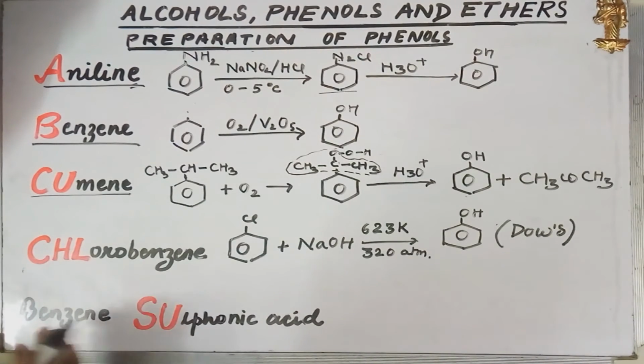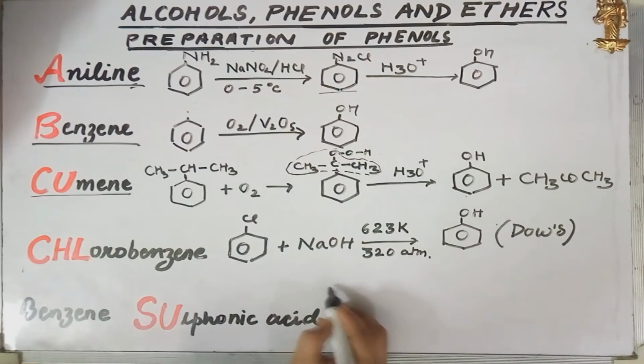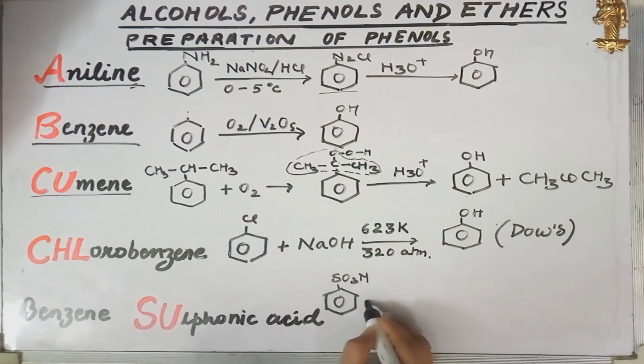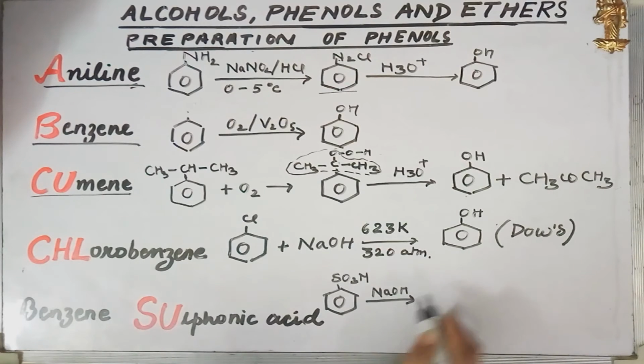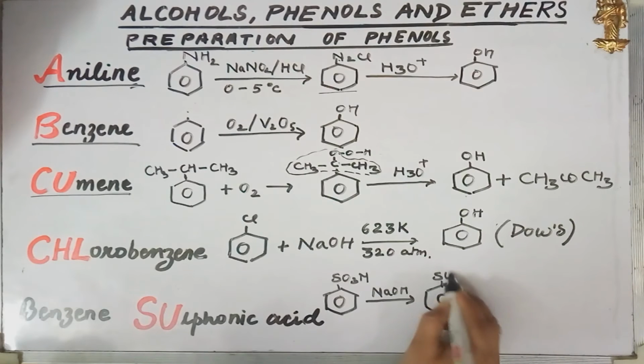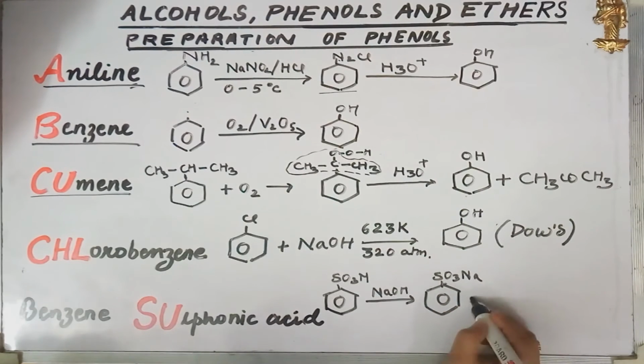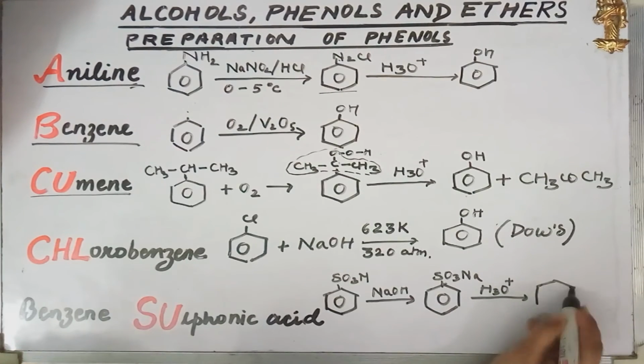The next reaction is benzene sulphonic acid. The benzene sulphonic acid is this, SO3H, which is fused with sodium hydroxide to give you the sodium salt of benzene sulphonic acid, SO3Na, which is further hydrolyzed in the presence of acid to give you phenols.